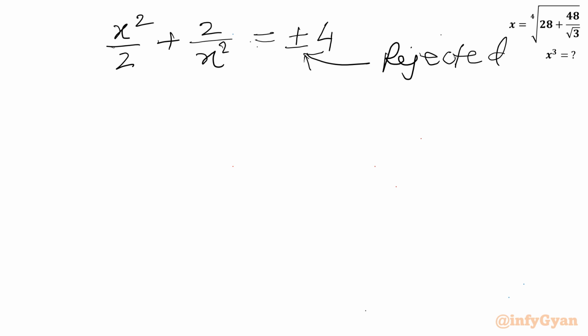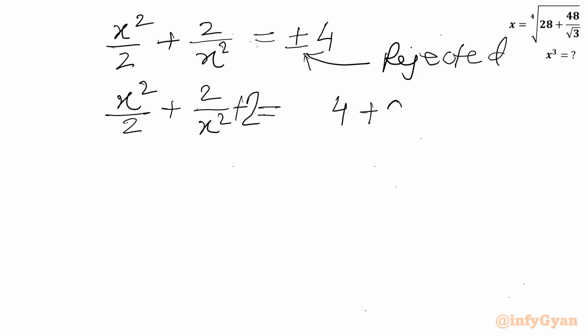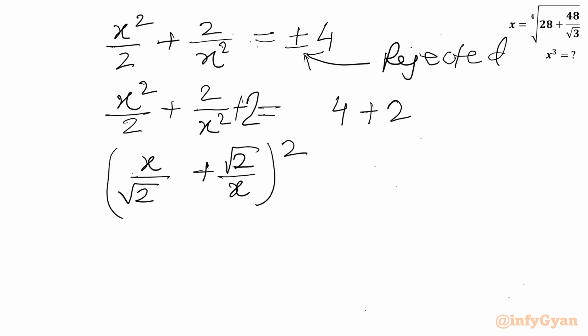Now I will consider the plus sign, so I will be writing x square over 2 plus 2 over x square equal to plus 4. Again I will add 2 to both sides. So the left hand side will be the square of, I will write, x over root 2 whole square, and the second term would be root 2 over x whole square. So this is a perfect whole square of x over root 2 plus root 2 over x. The right hand side will be 6.